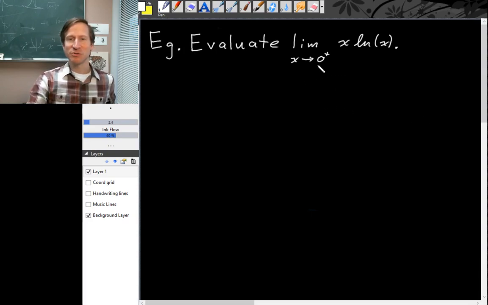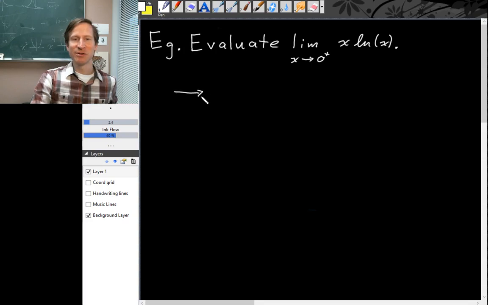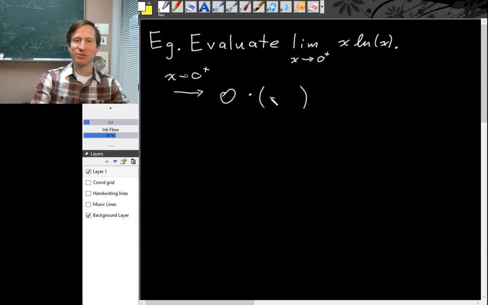So here's one. We're going to evaluate the limit as x goes to 0 from the right of x times natural log of x. And if you try just plugging in the 0, I'll put air quotes around that, really we're taking the limit of each piece as x goes to 0 from the right. Well, as x goes to 0 from the right, x gives you 0. And natural log of x goes to minus infinity.